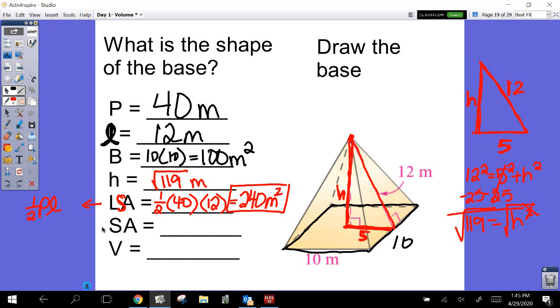Now total surface area is lateral surface area plus your area of the base. So my lateral surface area was 240. Plus we know the area of the base right here we found out was 100. So 340 meters squared.